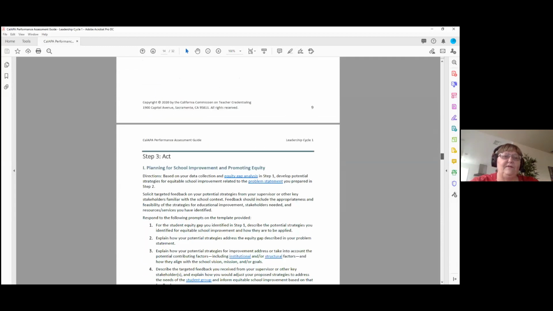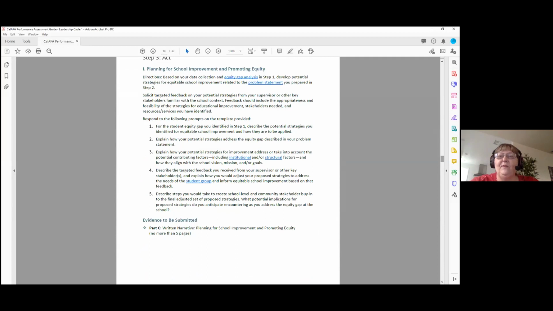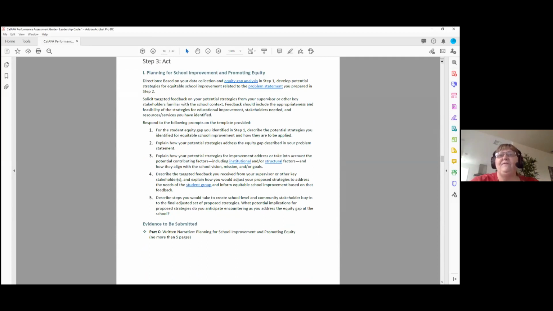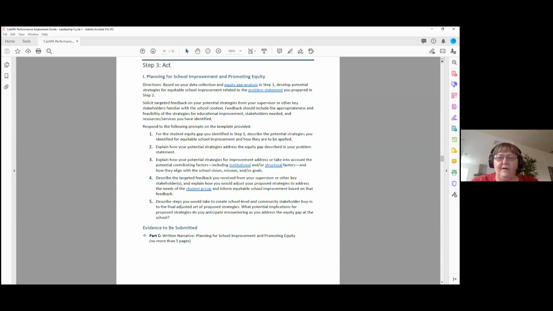All of these continue to build and work upon what you have done previously in order to move forward. So based on that equity gap analysis that was done at the end of step 1, we're going to narrow down and talk about your problem statement and identify some potential strategies. Here, potential is the key word. They don't have to select a specific one to implement. This is one that they think perhaps might work.